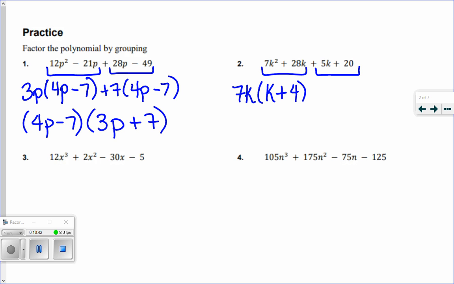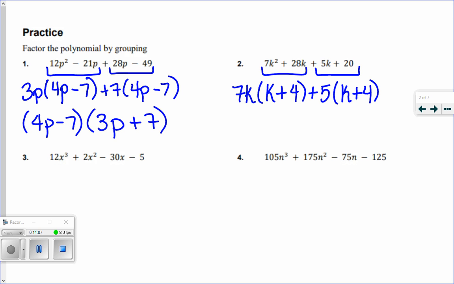In the second group, 5k plus 20. I'm going to look at that, figure out, oh, a 5 goes into both of those. So I'm going to factor out a positive 5. And when I do that, it leaves me with a k. And when I did 20 divided by 5, I get 4. And all of a sudden, lo and behold, Ms. Lloreda did not lie. There's your matching binomials. You got a k plus 4 and a k plus 4. There's a factor in each one of those now.